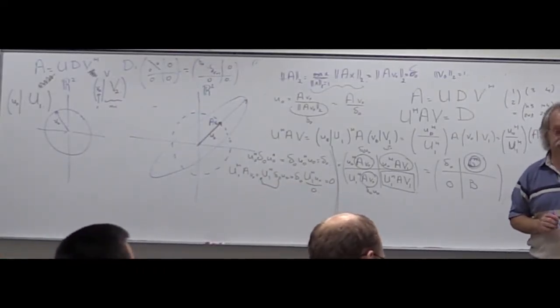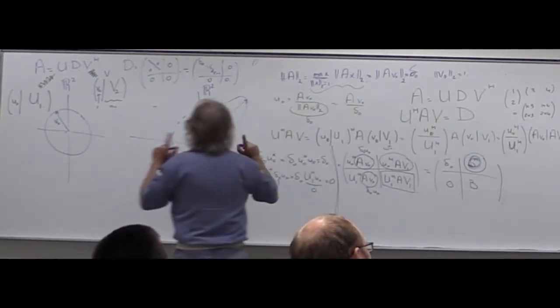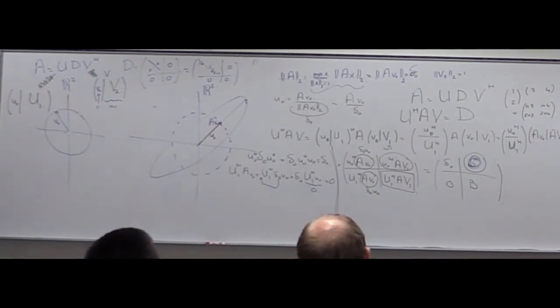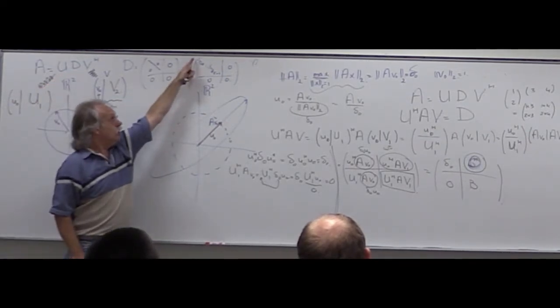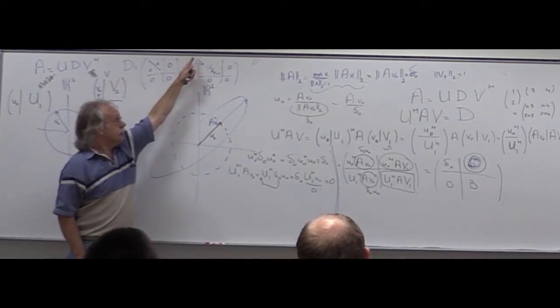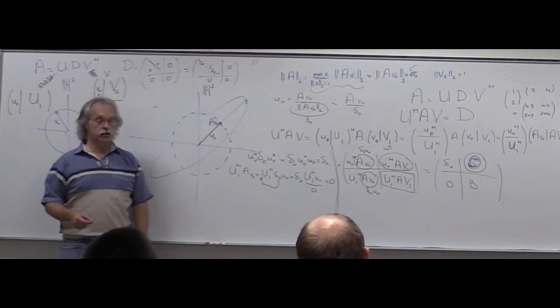So what we now have is the result that we want for the singular value decomposition, except with the matrix D, where we have not shown that the elements of D appear in order from largest to smallest as you go along. Okay?